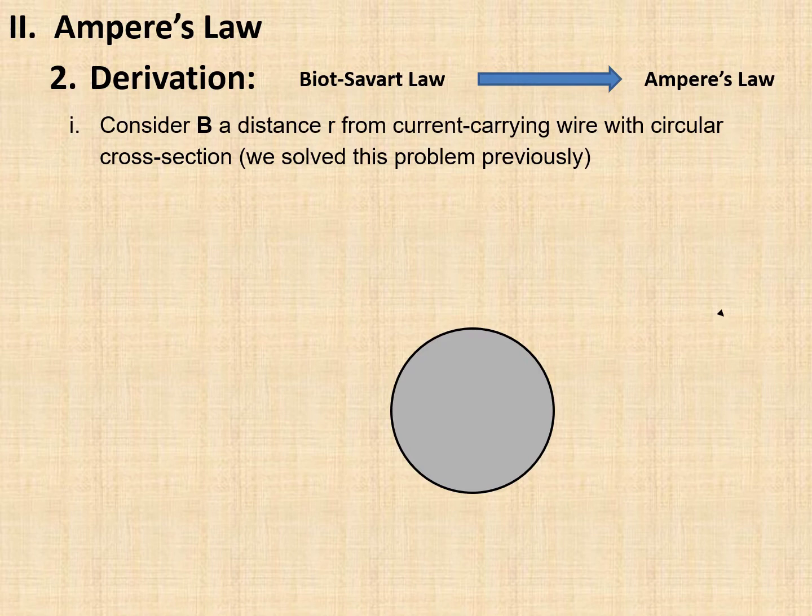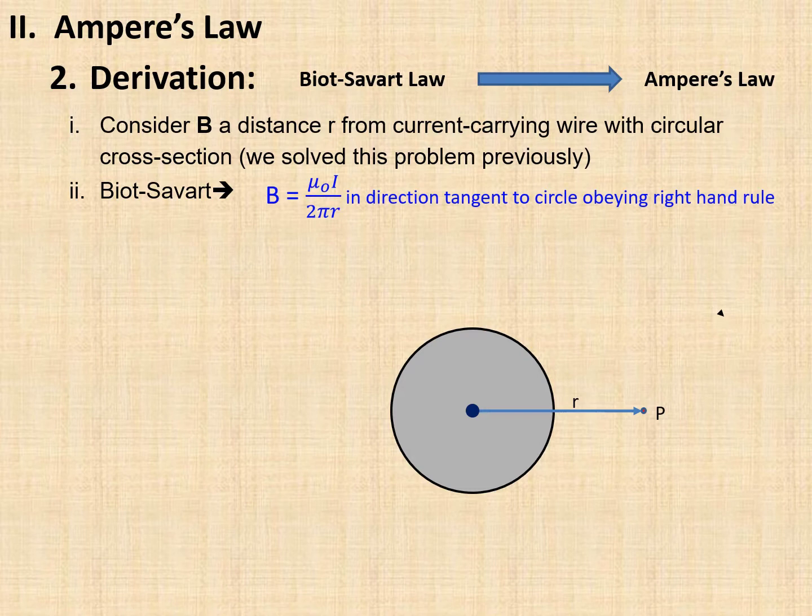So here we have the cross-section of the current-carrying wire. The blue dot in the middle shows us the current in the wire is coming out of the page towards us. Here is an arbitrary point P outside of the wire, a distance R from the center of the wire. And you recall that we used the Biot-Savart law in the last lecture to give us both the magnitude and direction of the magnetic field at that arbitrary point P.